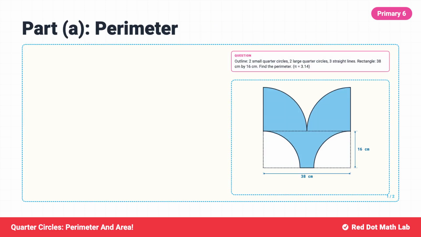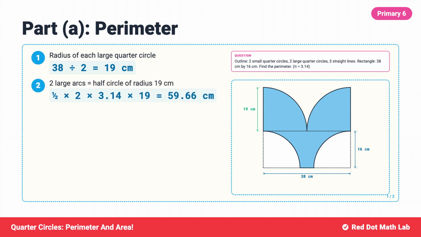All right, Part A, the perimeter. Step 1, the radius of each large quarter circle. 38 divided by 2 equals 19 centimeters. Let's write 19 centimeters on the figure. Step 2, the two large arcs. Together, they make half a circle of radius 19 centimeters. So their length is a half times 2 times 3.14 times 19, which equals 59.66 centimeters.